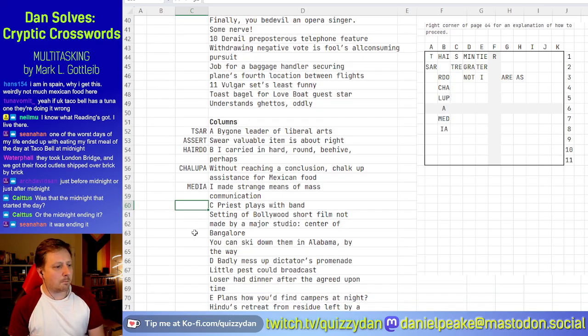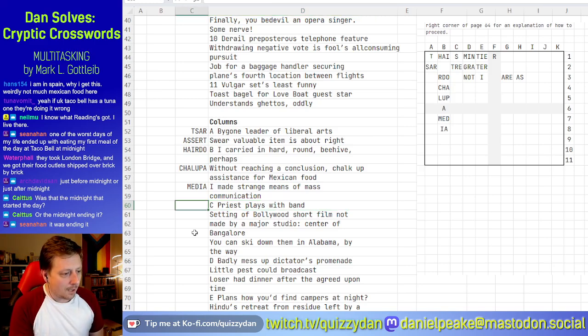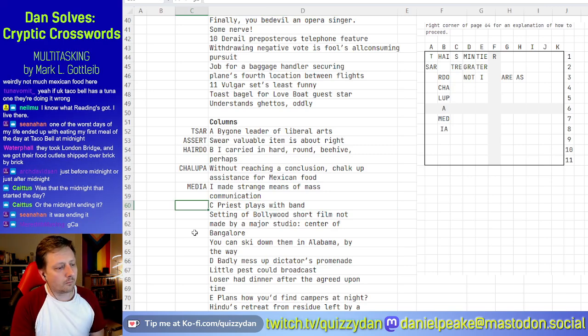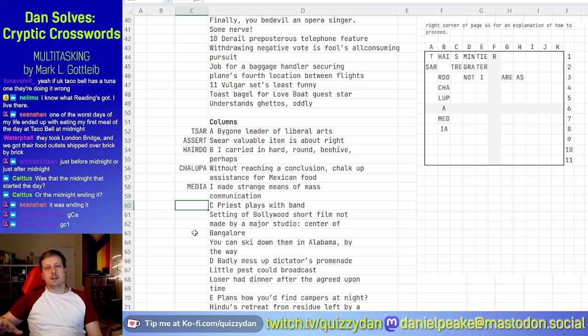Priest plays with band. Priest plays with band, and it is just that clue. Let me just check because I have the priest plays with band. Can't say any of those words, so I'm not going to try. Priest plays with band. Well, a priest is sometimes Eli because of the Bible. There was Eli, a priest in the Bible. Plays with band. Rifts. Oh, no, hang on. Priest plays. Anagram of plea. Yeah, we go. Priest plays.